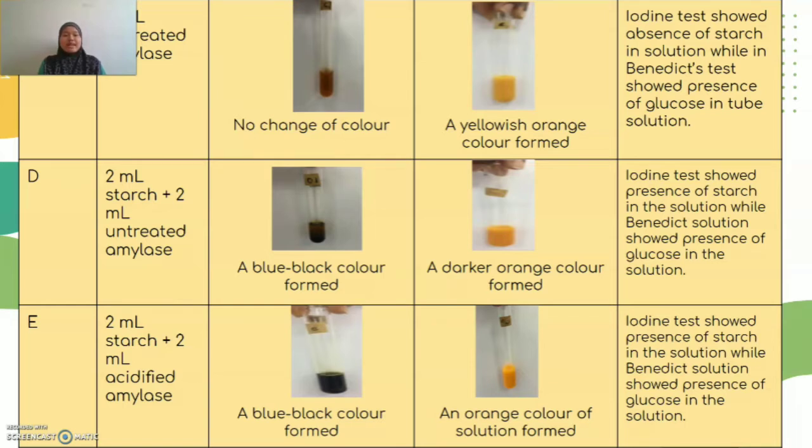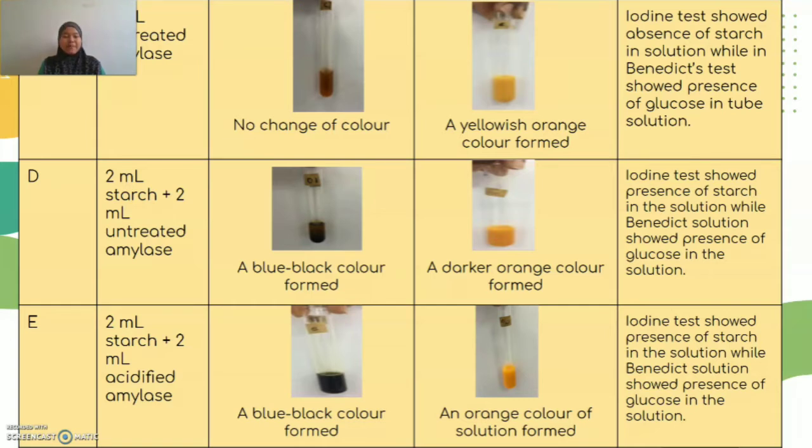So the fourth pair is labeled D1 and D2 containing 2 ml starch plus 2 ml untreated amylase. The result of the iodine test is a blue-black color formed, while the Benedict test result is a dark orange color formed. The conclusion is the iodine test shows presence of starch in the solution, while the Benedict test shows presence of glucose in the solution.